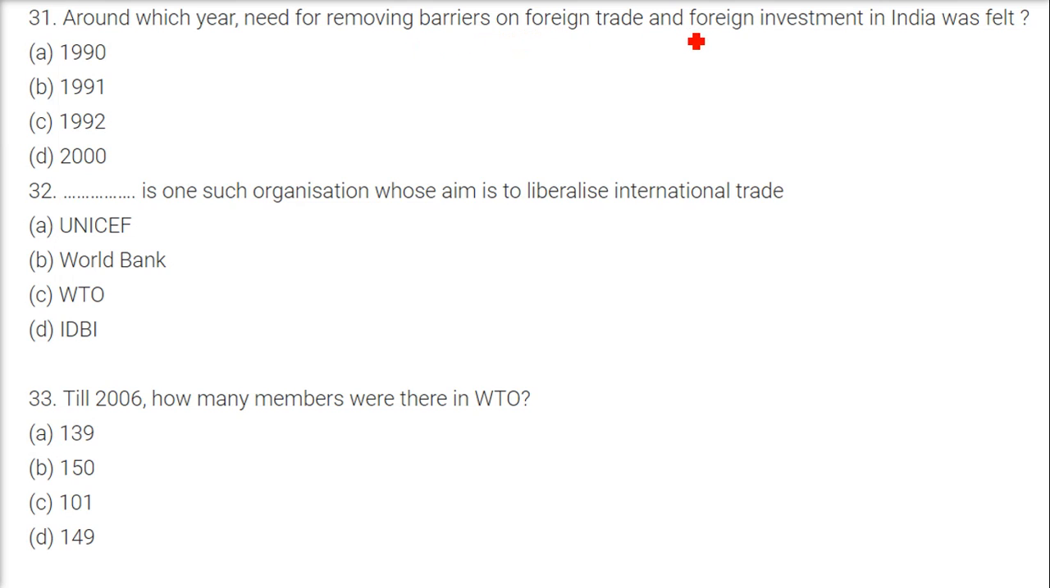Around which year was the need for removing barriers on foreign trade and foreign investment in India felt? It is 1991 when the liberalisation took place. Dash is one such organization whose aim is to liberalize international trade, and it is WTO, World Trade Organization. Till 2006, how many members were there in WTO? And the answer is 150.